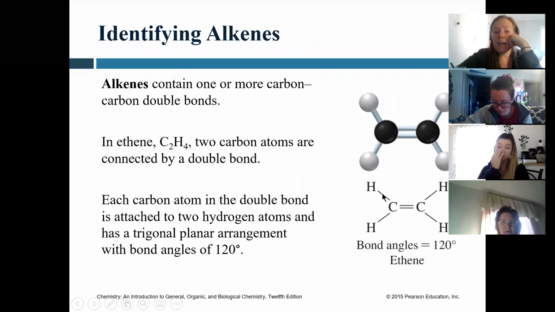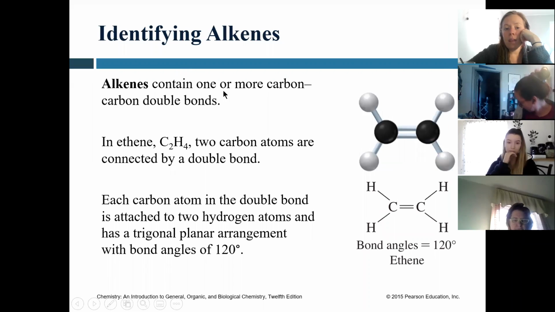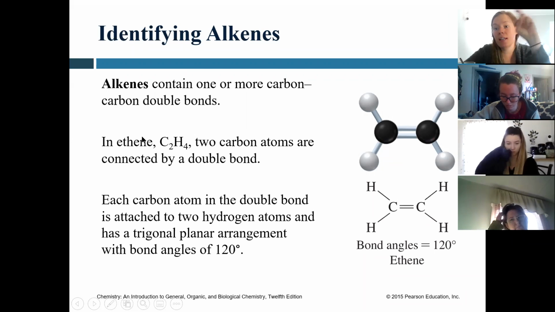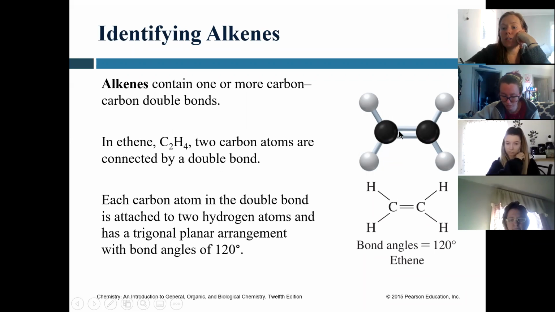So let's start with alkenes. They contain one or more carbon-carbon double bond. This is ethene. We have carbon double bonded to another carbon. Remember, ETH means that we have a chain of two carbons. So two carbons, and those two carbons happen to be double bonded to each other. Look what happened to the number of hydrogens here.